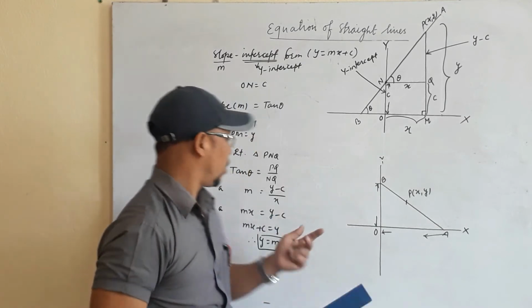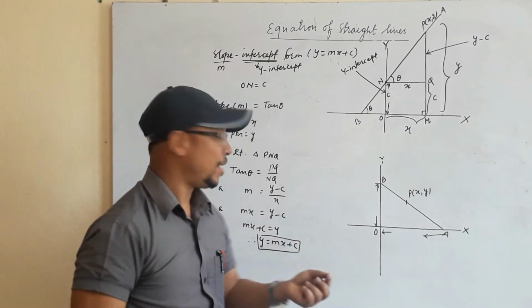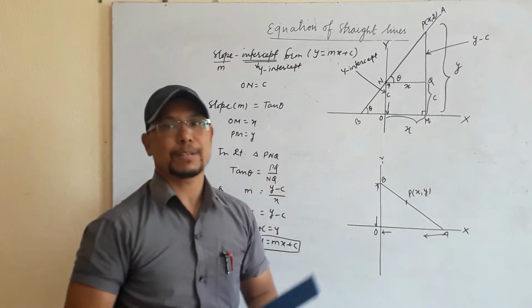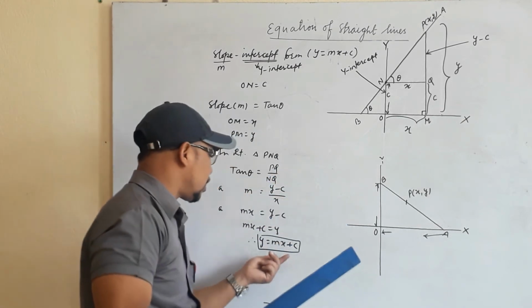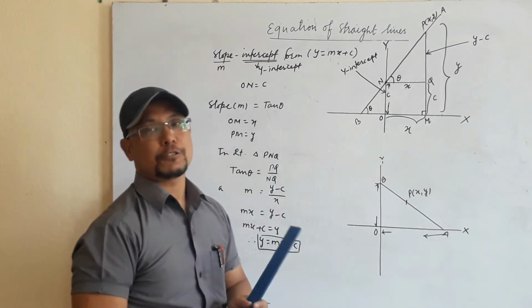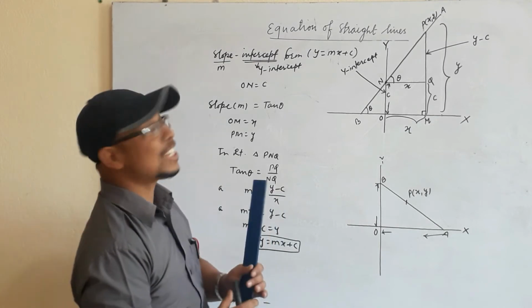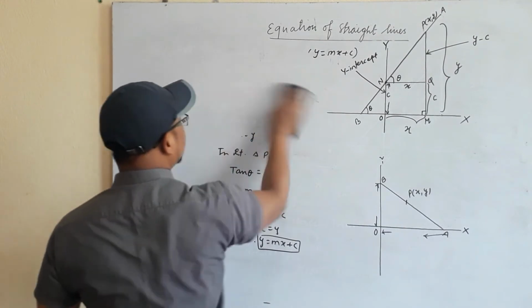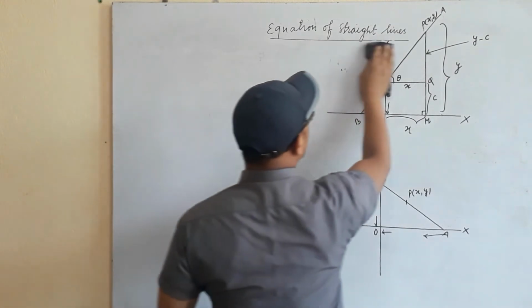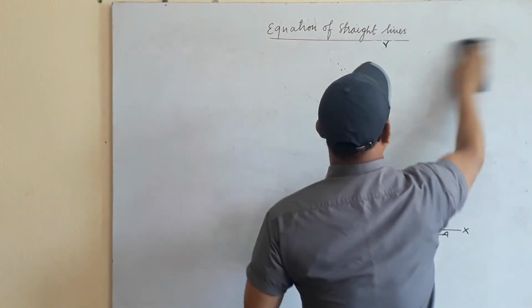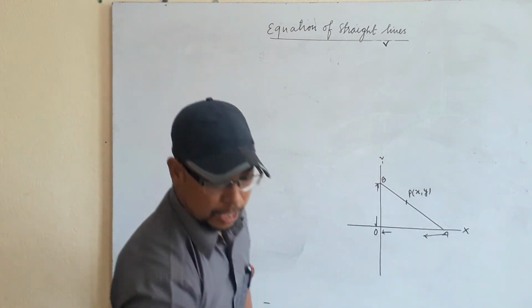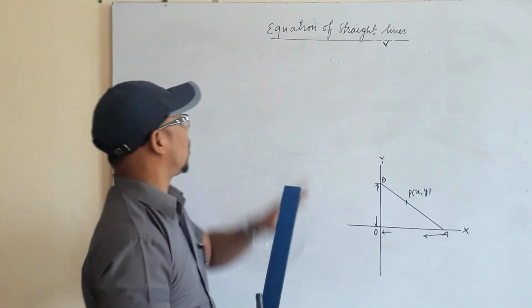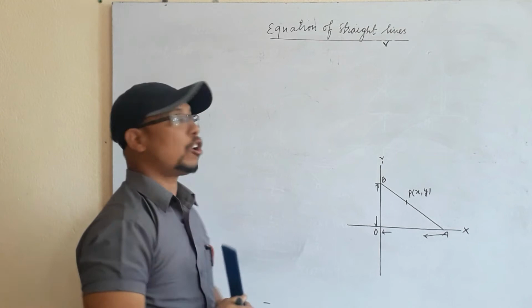Now always remember, this is called slope intercept form. If slope and y-intercept are given, then you can use this equation to find the equation of a straight line. Hope you have understood this y-intercept. This is slope intercept form. Now let's talk about double intercept form.